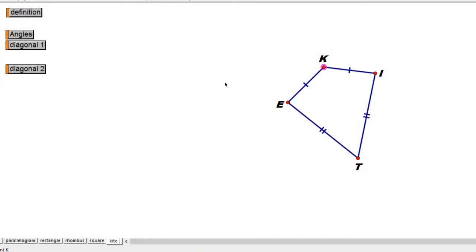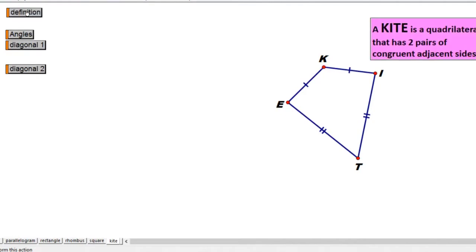Now let's take a look at another quadrilateral. This quadrilateral is not a parallelogram. It's a quadrilateral that looks different. It's called a kite. And what you have discussed in class, just to recall the definition, a kite is a quadrilateral that has two pairs of congruent adjacent sides.